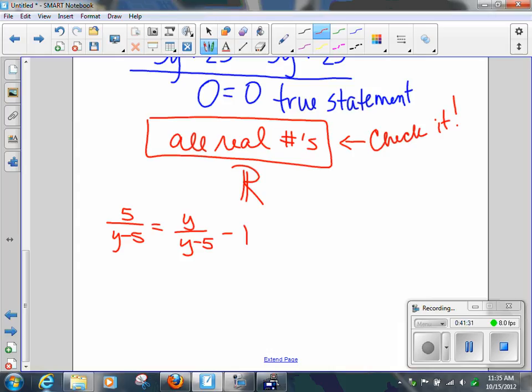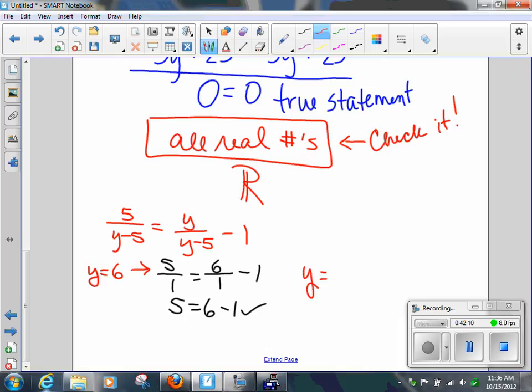So check it with a random positive number. Let's go with 6. I'm just choosing a number out of my random bag of numbers. Now, here we go. 5 over, folks, what's 6 minus 5? 1. And then 6 over, what's 6 minus 5 again? 1, minus 1. Is this true? Does 5 equal 6 minus 1? Yes. Maybe she's not crazy.